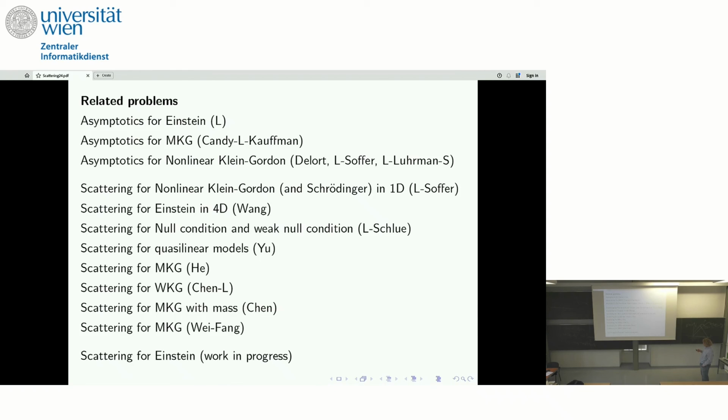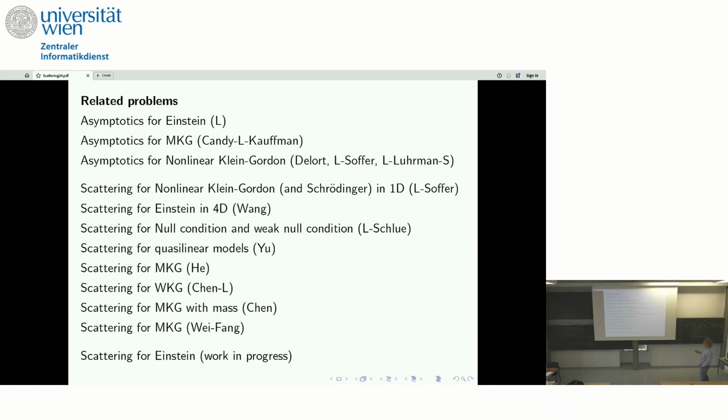So finally, I just want to go over some related problems. The first asymptotics for Einstein I proved, and then together with my student Kim and Candy, we looked at asymptotics for Maxwell-Klein-Gordon. At the previous level, asymptotics for nonlinear Klein-Gordon and nonlinear Schrödinger, Delort had proven that. And we made a simpler proof in a special case with Avi Soffer, and later on with Lindblad, Soffer, and Schlag also. But with Avi, we also did scattering.